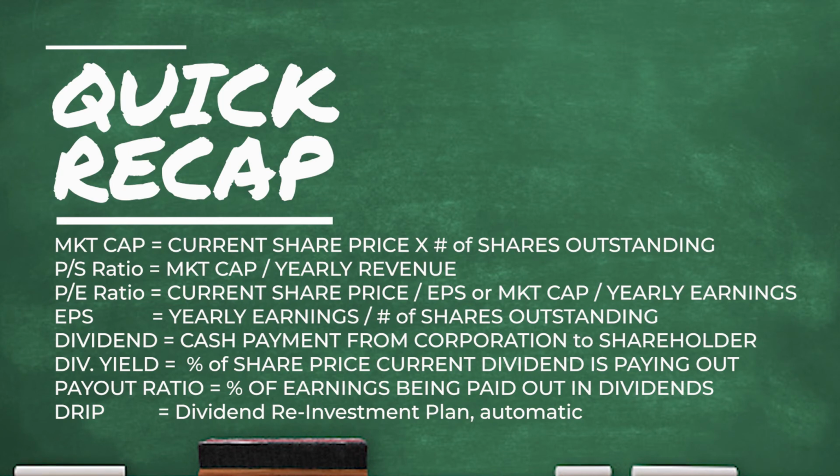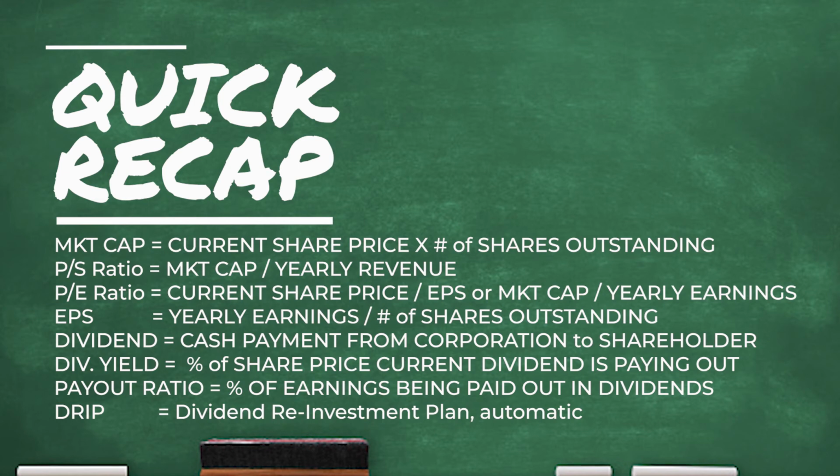Market cap is the current market value of a company based on the current stock price times the number of shares outstanding. Price to sales is the market cap divided by the trailing 12 months of revenue. Price to earnings is the current stock price divided by the earnings per share. Both of those metrics can be used to understand whether or not a stock is fairly priced and to forecast where a stock will go in the future.